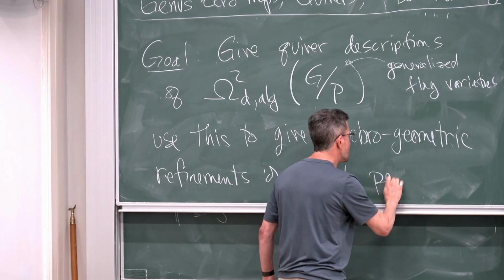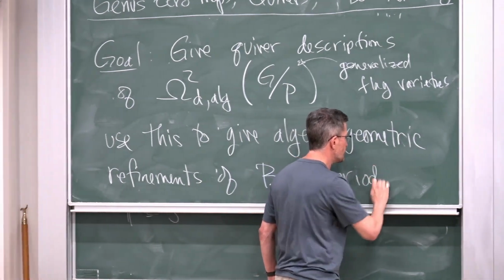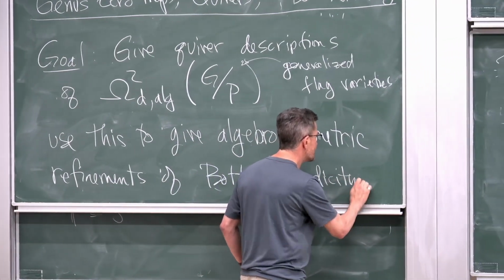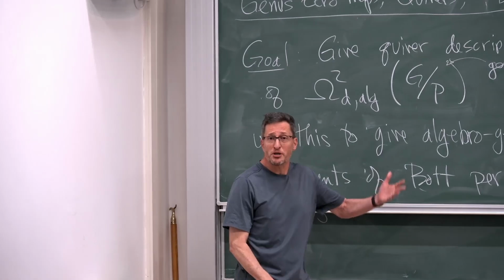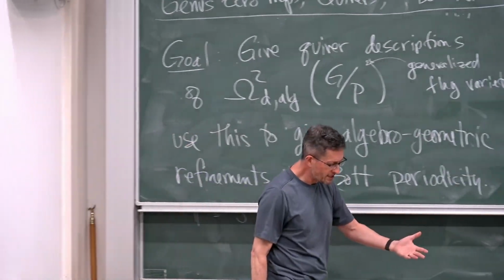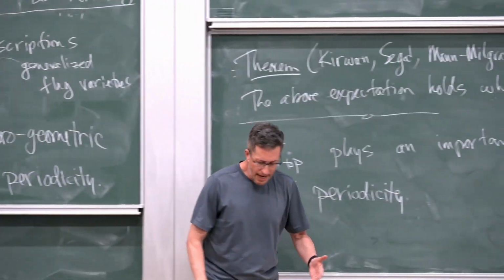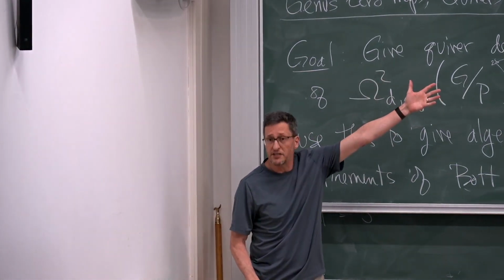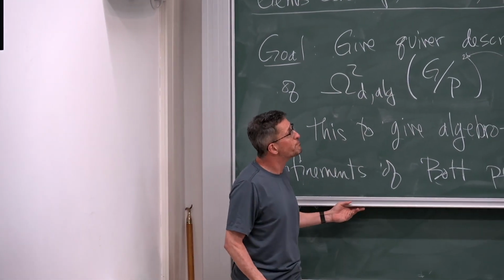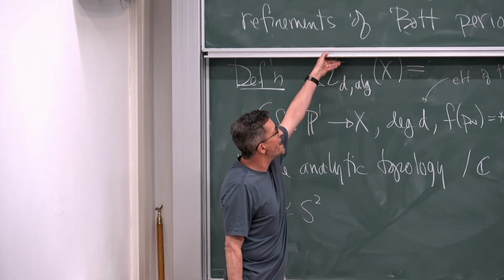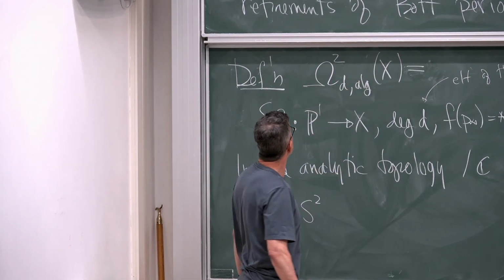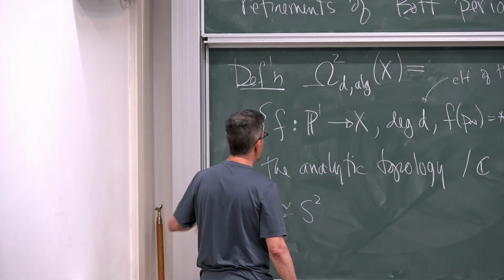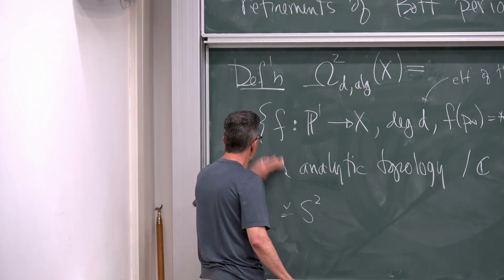Again, statements in algebraic geometry that when I go to the complex numbers, and then I go to the analytic topology, and I apply these approximations, I actually recover Bott periodicity. So some sort of finer statement that recovers Bott periodicity. Okay, maybe I'll leave the definition of that guy.